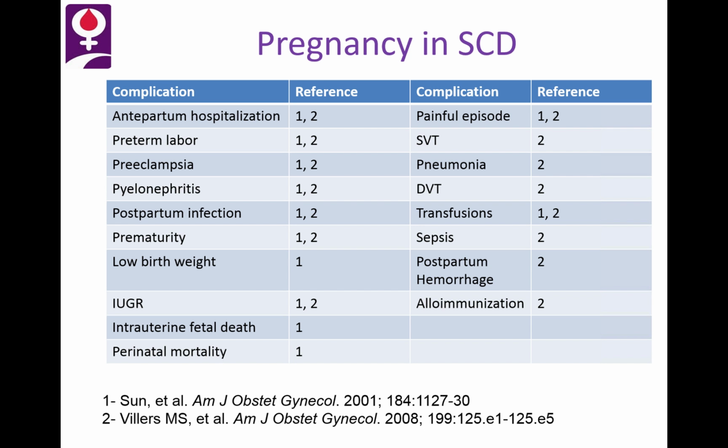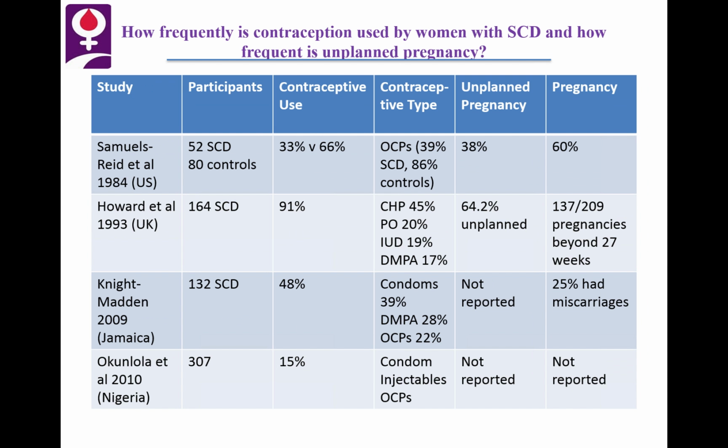The second study is out of Duke by Drs. Villers and James, and they used nationwide inpatient sample data from the Healthcare Cost and Utilization Project of the Agency for Healthcare Research and Quality, AHRQ. And they used 2000 to 2003 data on 18,000 deliveries to women with sickle cell disease. And the findings are really remarkable. We see that pregnancies in women with sickle cell disease are associated with multiple complications for the mothers. Antepartum hospitalization, preterm labor, preeclampsia, and increased risk for infection, not only pyelonephritis, but postpartum infection.